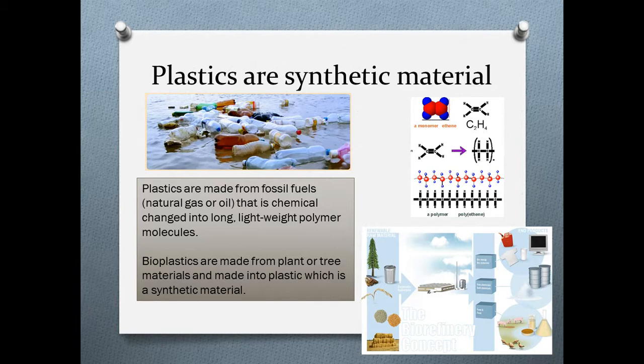Same thing would happen with bioplastic. So the bioplastic that we made the other day, that's a synthetic material. We took cornstarch, which was made by nature, and then we did some chemical reactions by heating it in the microwave, and we turned it into bioplastic. So that's an example of something that was not found in nature, and we were able to produce it.